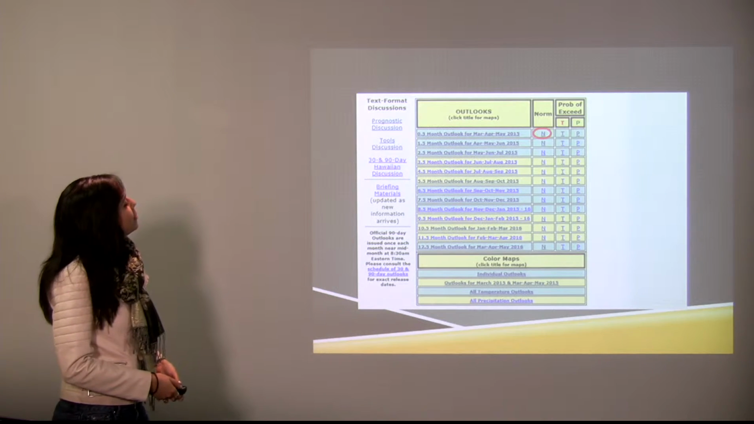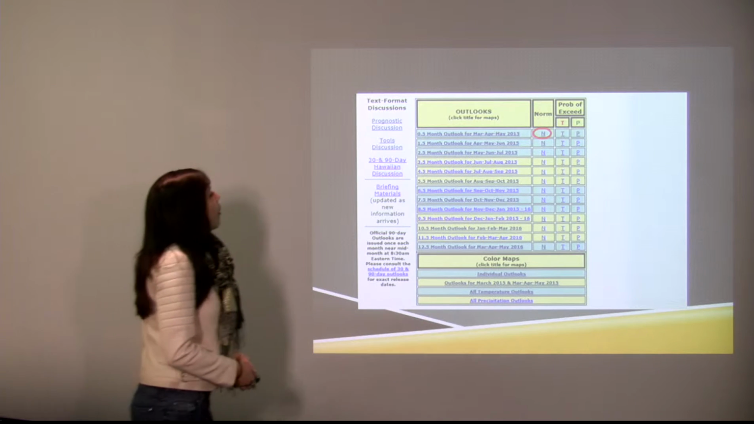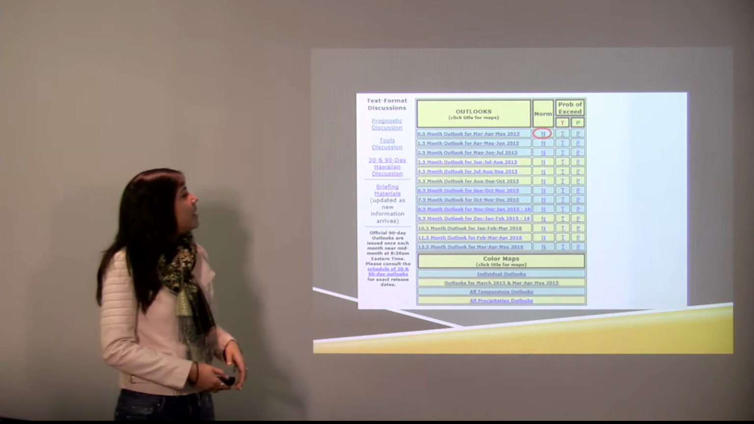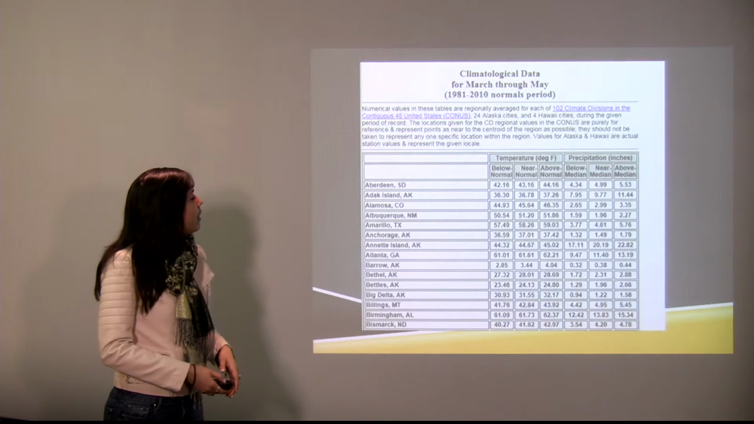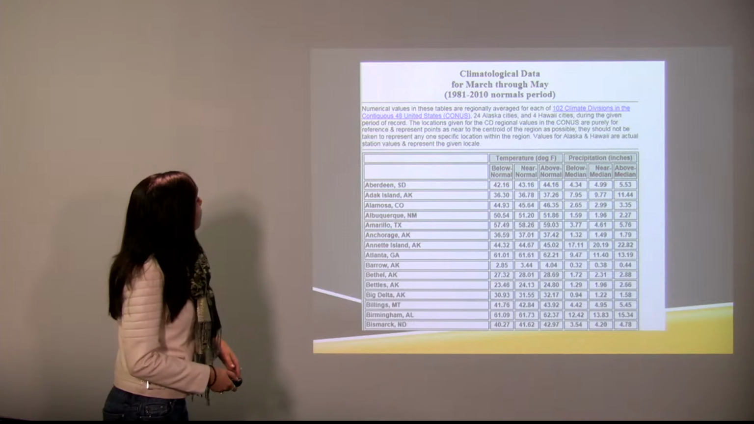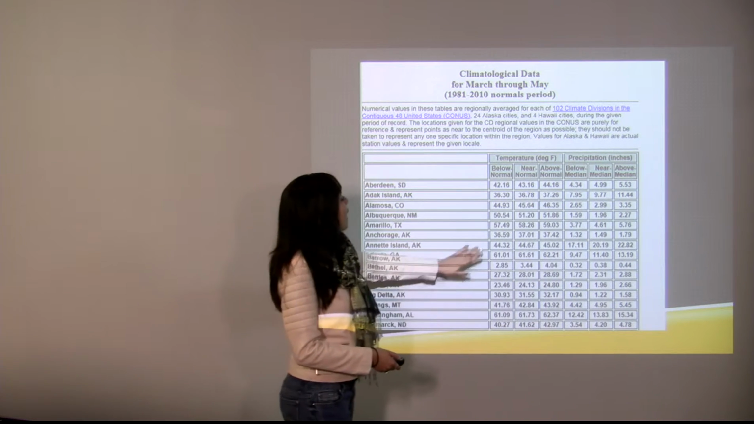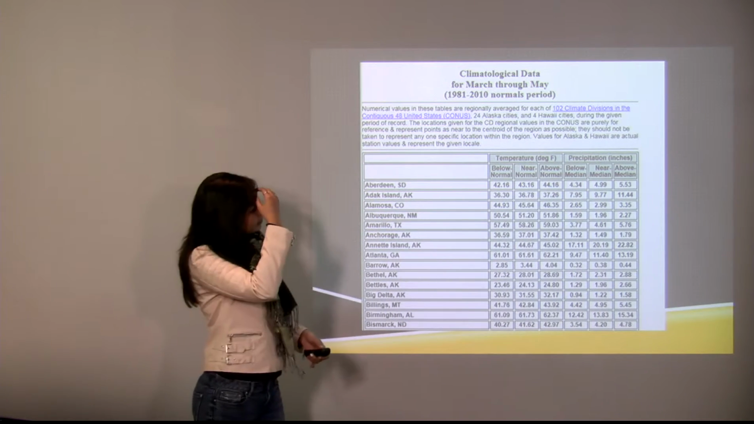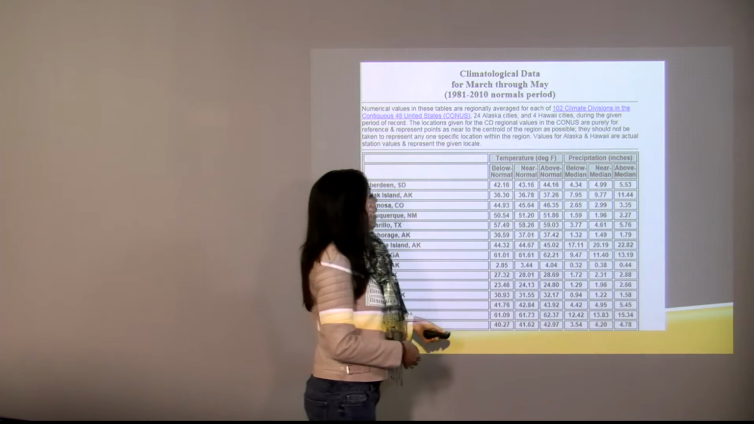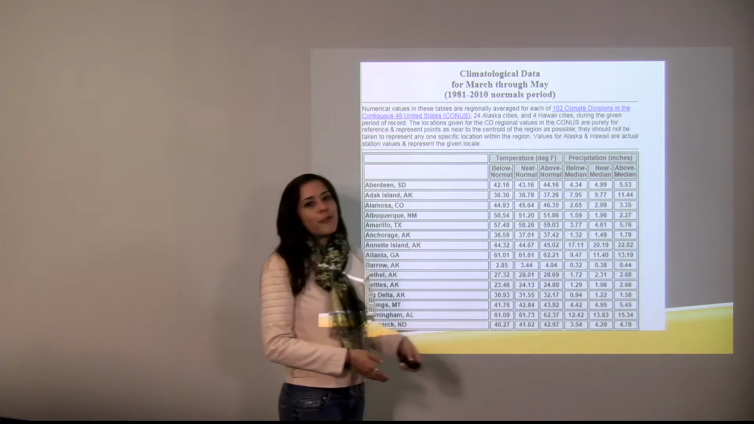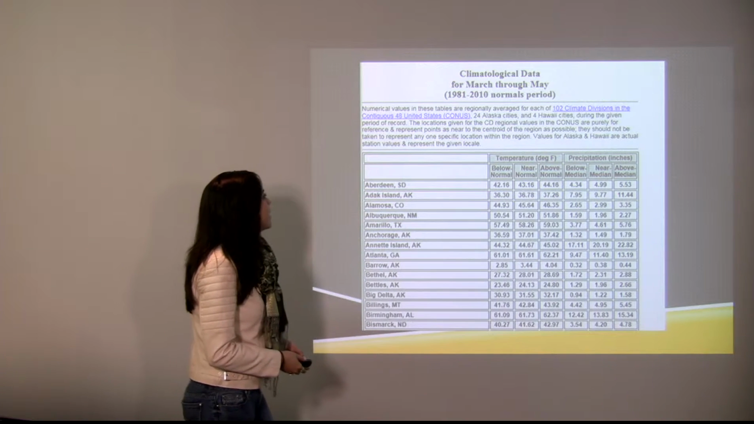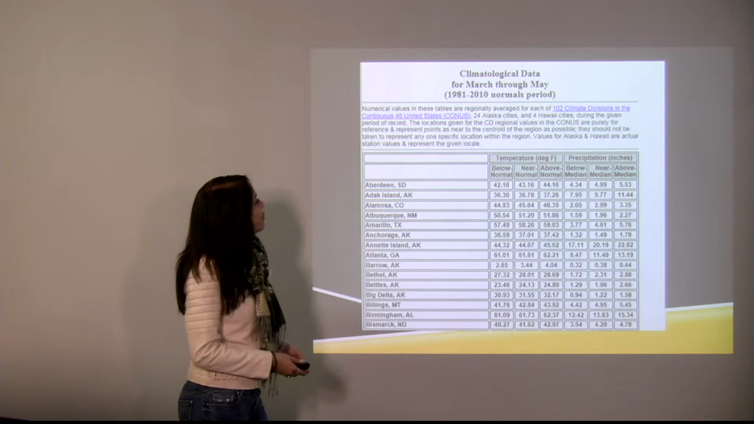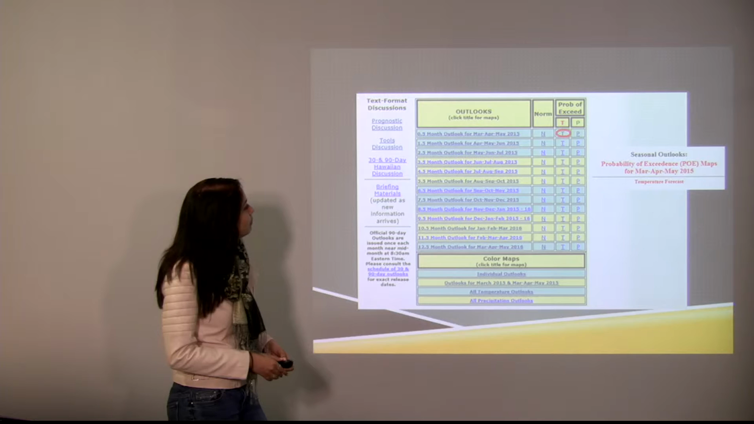So going back again to the main page, if you click on the normal, again we're just going to look at the March, April, and May 3-month outlook. You're going to get the below normal, near normal, and above normal temperatures for various cities across the United States. Also, you will get the below, near normal, and above normal for the precipitation for those various states. Again, just for those March through May months, but you can get the other ones if you click on the other links.